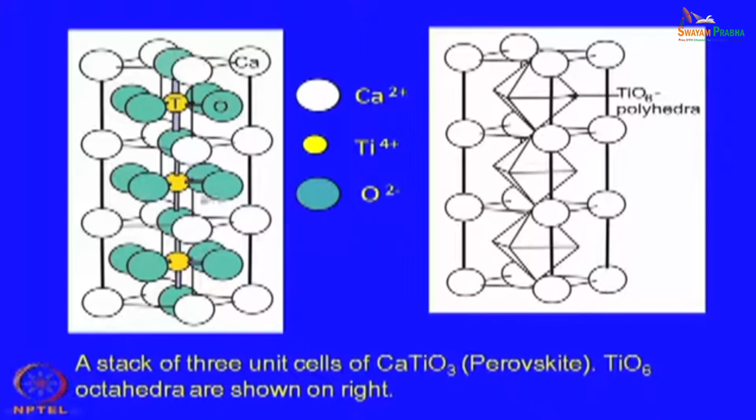So, these are oxygen ions at the body center, the corners are calcium, and titanium is a much smaller ion, much smaller than both oxygen and calcium. So, they go to the octahedral site. Once again, all the octahedral sites are not occupied. There are 4 octahedral sites in this structure, but only one of them is occupied, the rest remain vacant, and all the tetrahedral sites also remain vacant.